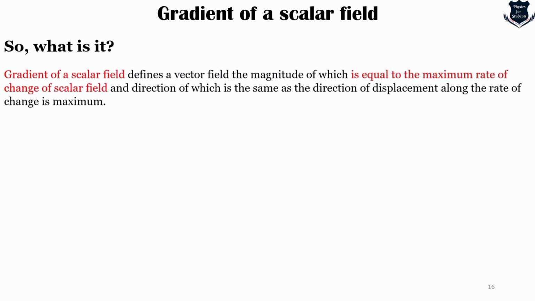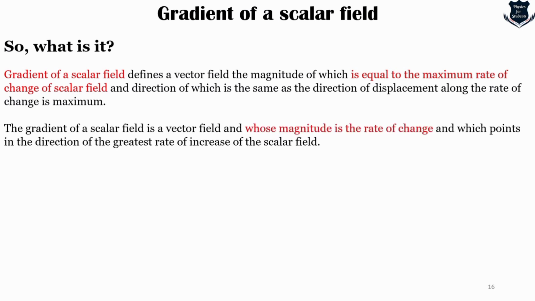The gradient of a scalar, in simple language, defines a vector field whose magnitude is equal to the maximum rate of change. It can be steep, it can be something else, but it actually shows the maximum rate of change, and its direction is the same as the displacement. So the gradient of a scalar field is a field whose magnitude is the rate of change. So we get something like this.